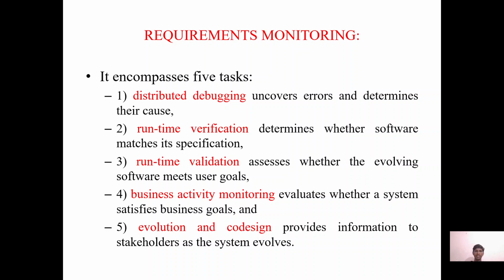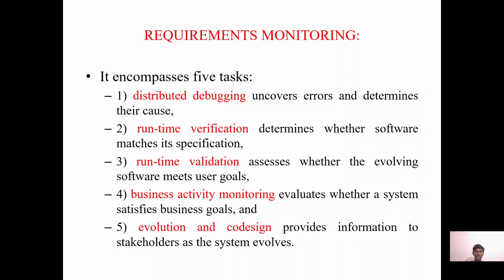So in requirement monitoring, there are 5 steps or 5 tasks: distributed debugging, runtime verification, runtime validation, business activity monitoring, and evaluation and code design. So these are the 5 tasks which are involved in the requirement monitoring process. In distributed debugging, the errors are found out and their causes are determined.